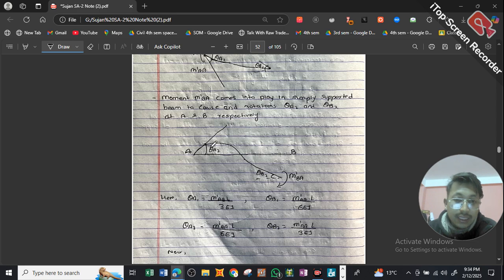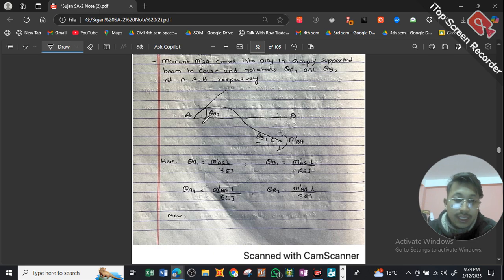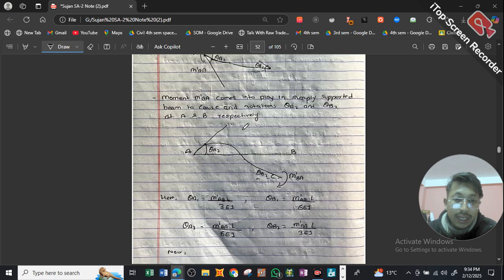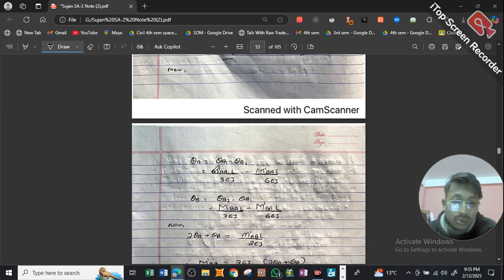We'll be using 6. Similarly, theta A2, since this time we have our end moment at B, will be MBA into L divided by 6EI. Similarly, for theta B2, it will be MBA L divided by 3EI. This 3 and 6 refers to where the end moments are acting and with reference to which rotation we are calculating. This is really simple, so you don't need this derivation much, I'm just explaining.